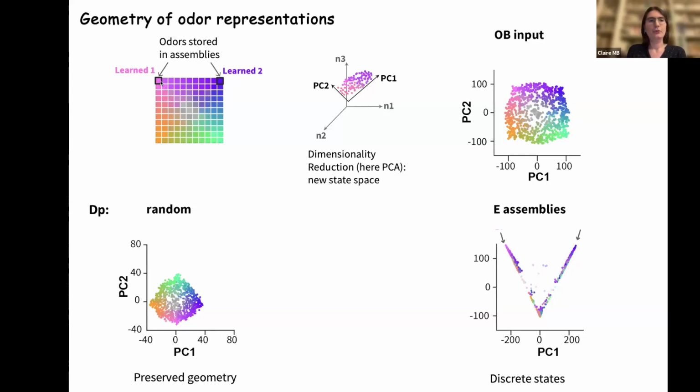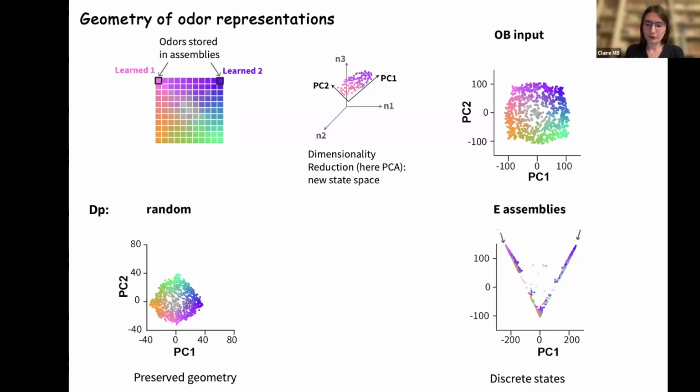Now let's say we want to learn the two corner odors here, so the pink and the violet, meaning we create two corresponding assemblies in DP. So in networks with excitatory assemblies, which is here on the bottom right, we see the kind of classical picture that I mentioned in the introduction. So activity is distributed in 3 locations in state space, and the 2 locations highlighted with the arrow correspond to the attractor states where the activity of the learned and related odors will reside.